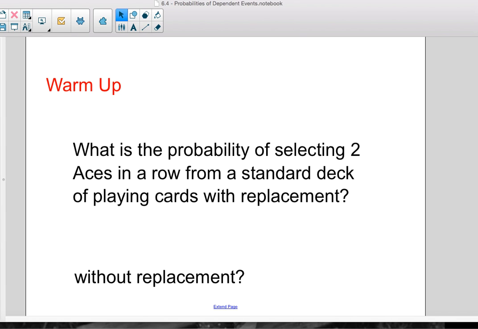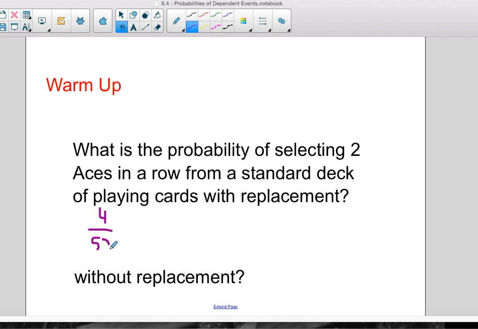All right, so if you've got the answer already, if you think about two aces from a standard deck of playing cards, there's four aces out of a total of 52, which is 1 out of 13. So if you replace the card, you had 4 out of 52, and if you put it back in, it's another 4 out of 52. So it's 1 out of 13 times 1 out of 13, which is just a 1 out of 169 chance.